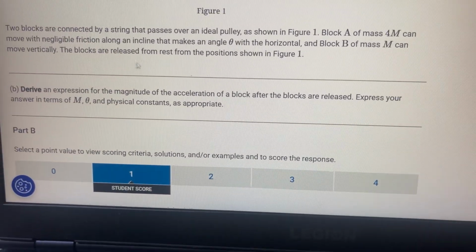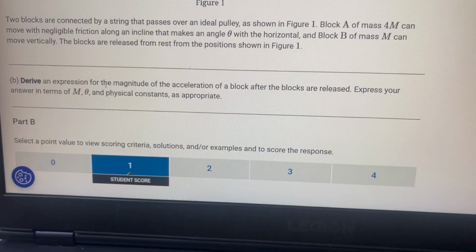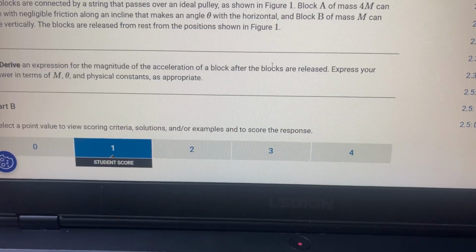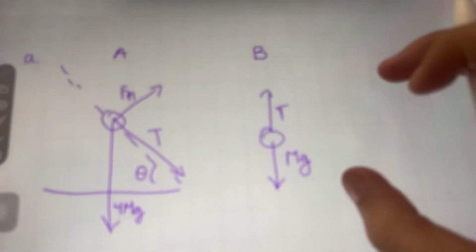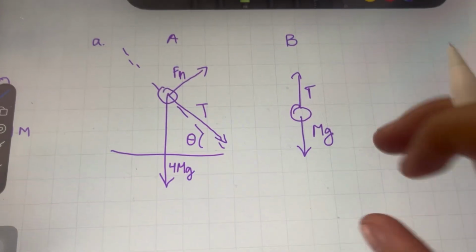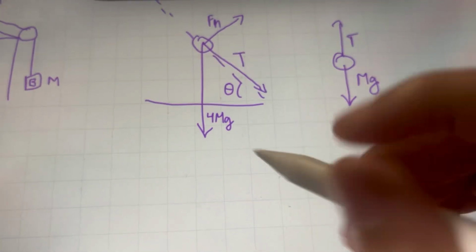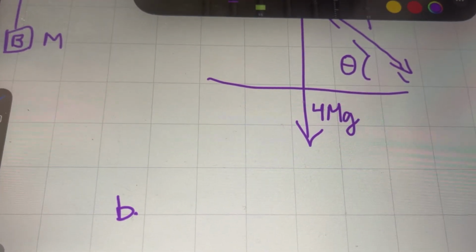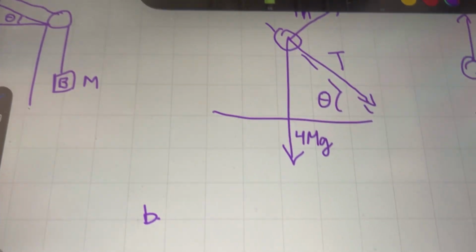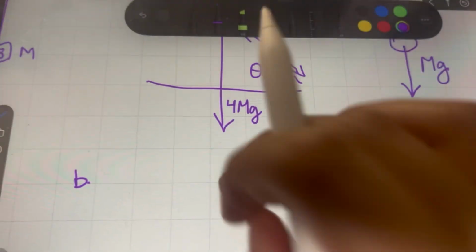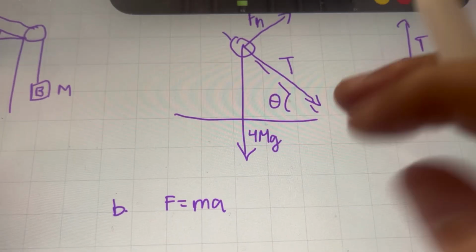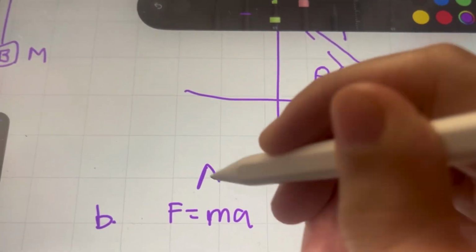Part B asks us to create an expression for the acceleration of that. So we're gonna have to use our free body diagrams that we created in part A to do this next part. So, alright. We would always start with our force statements, F equals ma. Let's do the force statement for specifically block A first. So let me label that A.